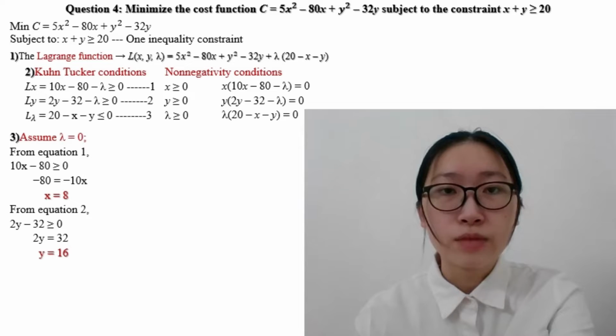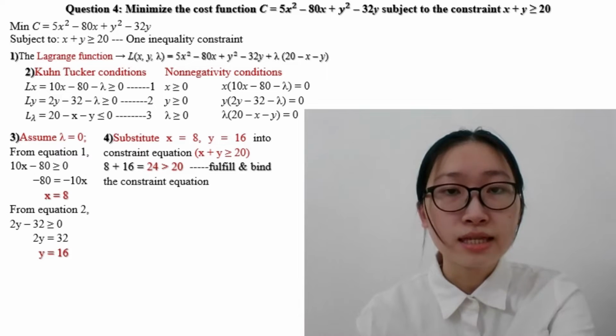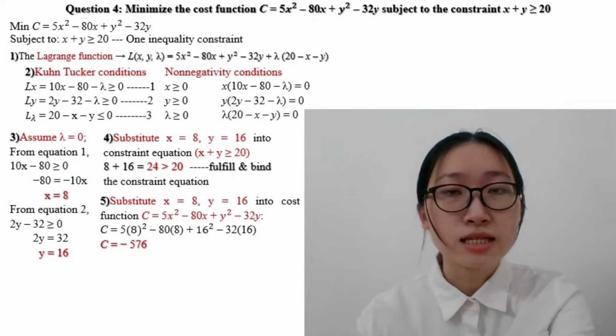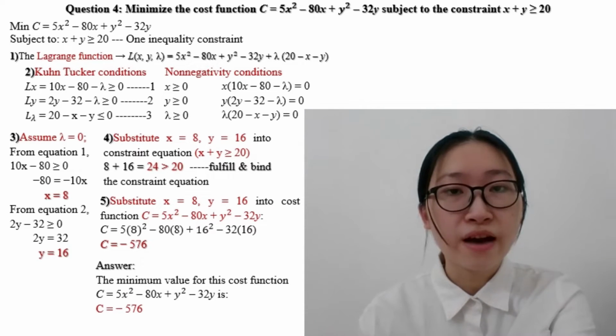Now we assume that lambda is equal to 0. We substitute the 0 into the first and second equations. Then we get that x is 8 and y is 16. Then we substitute x equal to 8 and y equal to 16 into the constraint equation. So we get 24, which is bigger than 20. So it is fulfilled, as our constraint is x plus y greater than or equal to 20. Then we substitute x equal to 8 and y equal to 16 into the cost function. And finally, we get the minimum value, which is negative 517.6. That's all for me.